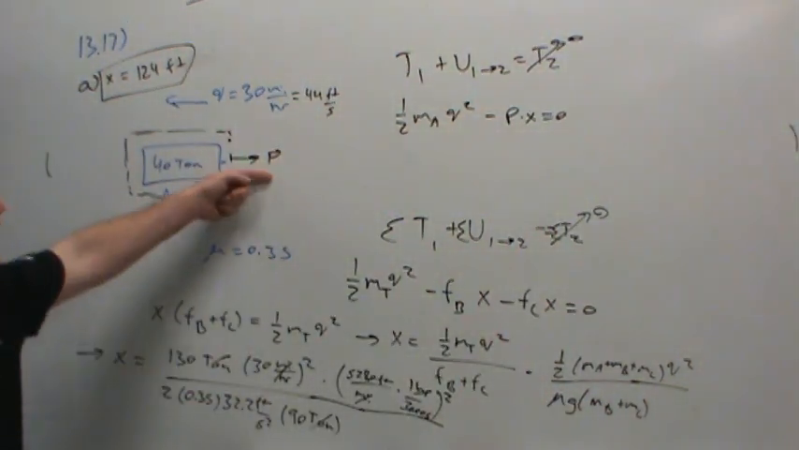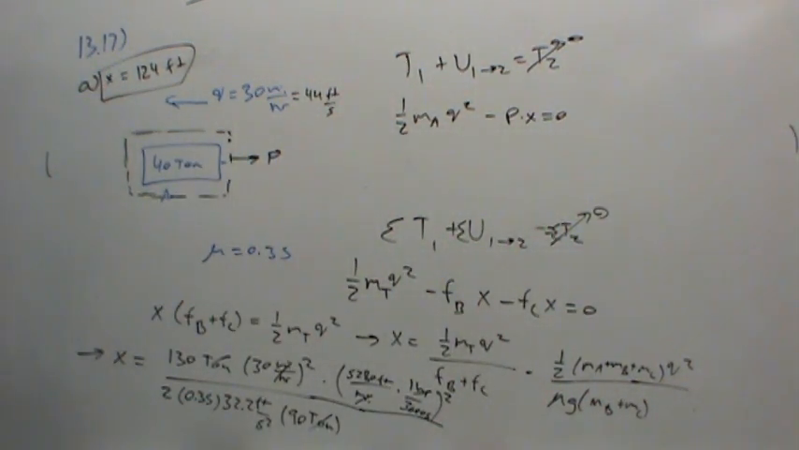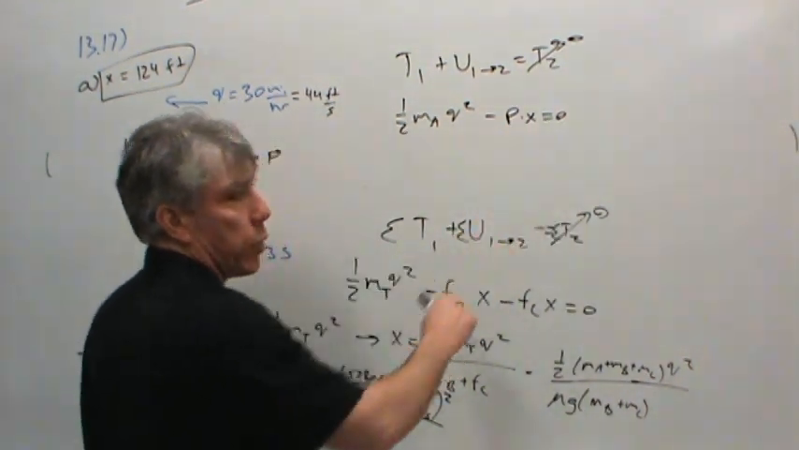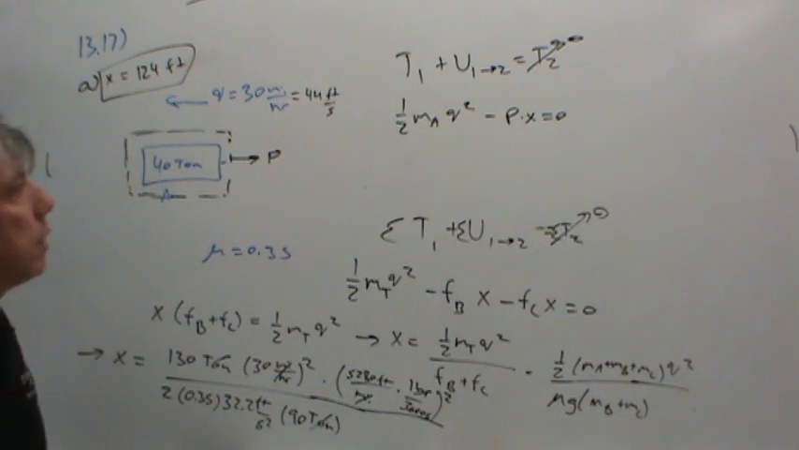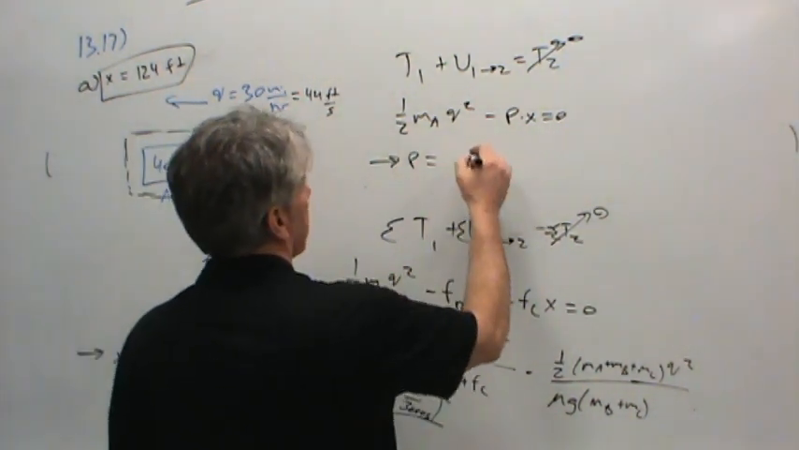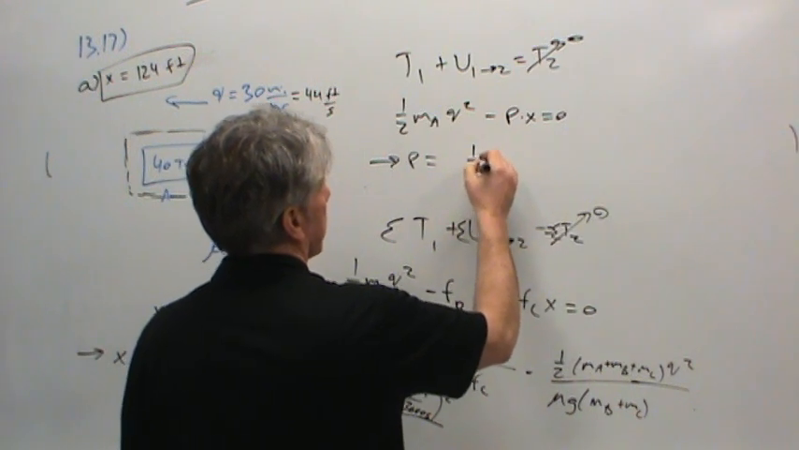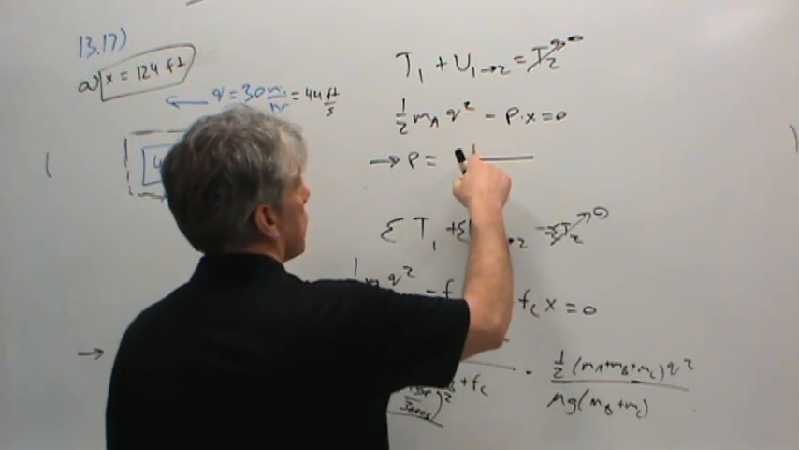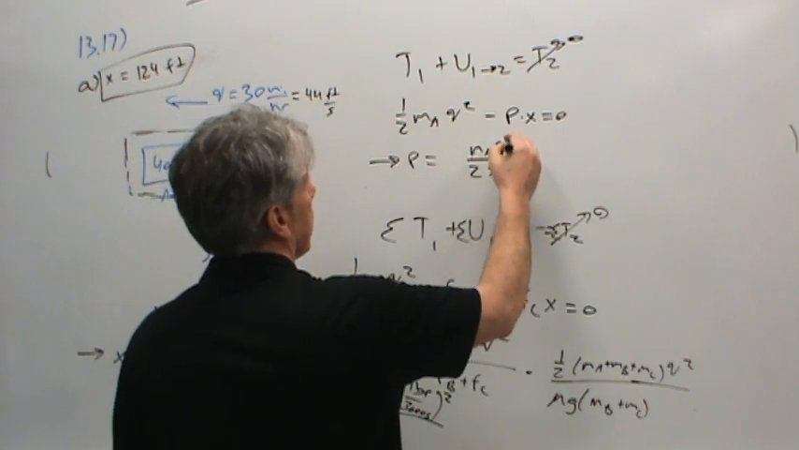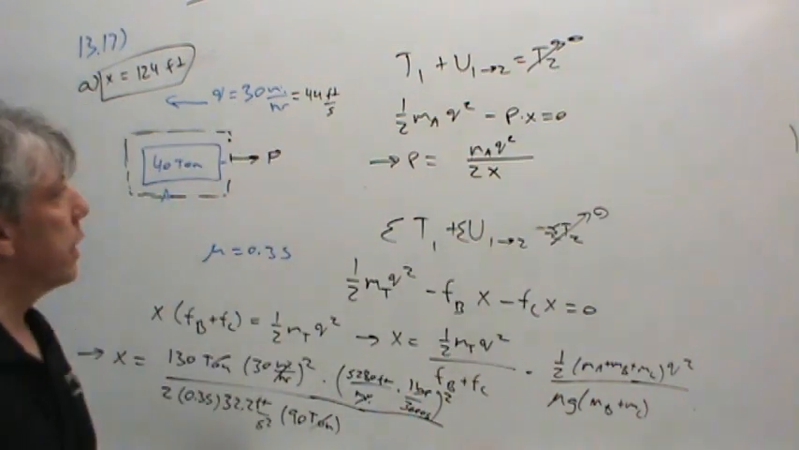Because look, this pulling force P acts through this distance X of 124 feet. We know that at that point, after that force has acted through that distance, there is no more kinetic energy in the car. So now we can solve for the pulling force P, and that would just be 1 over 2X, or m_A v squared over 2X, would be equal to P.